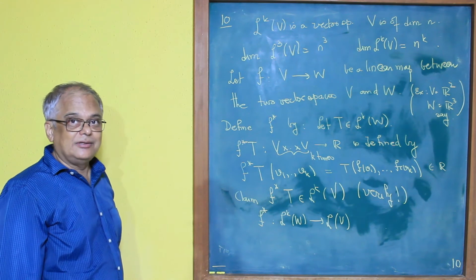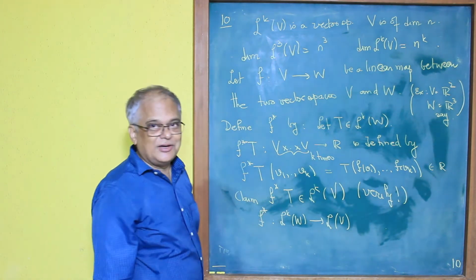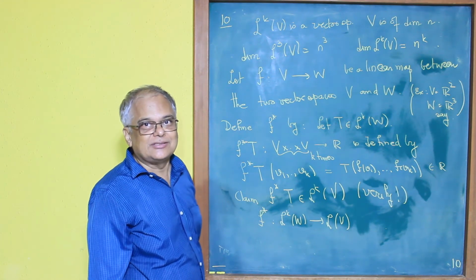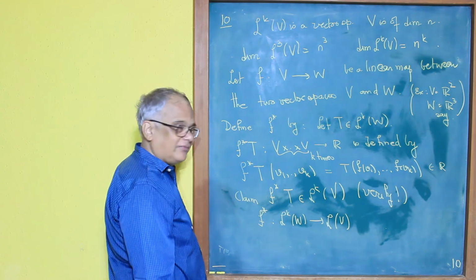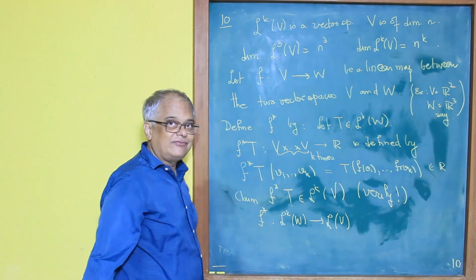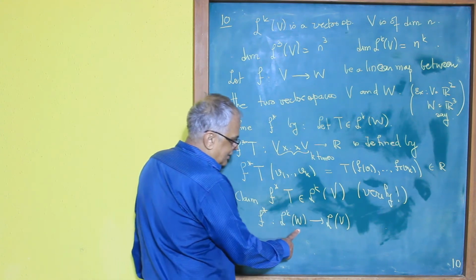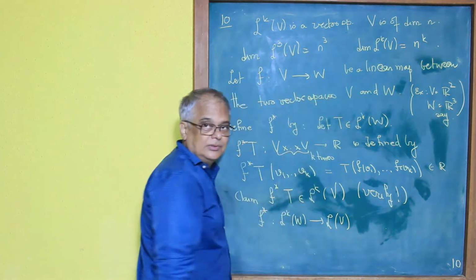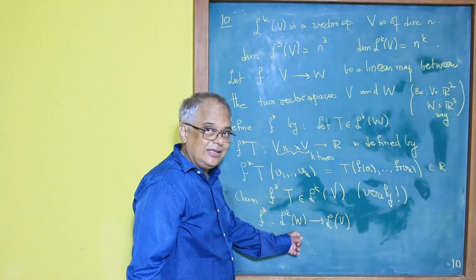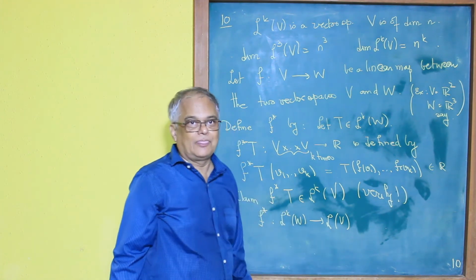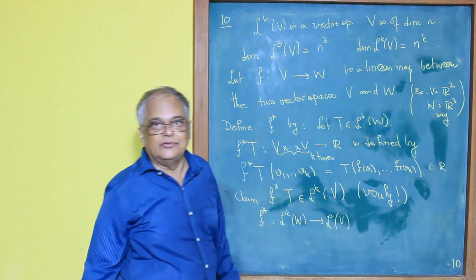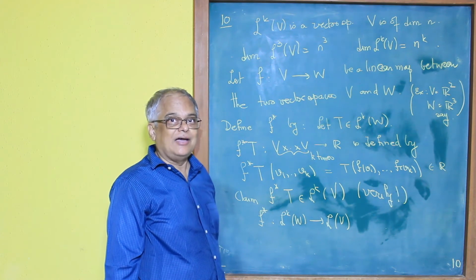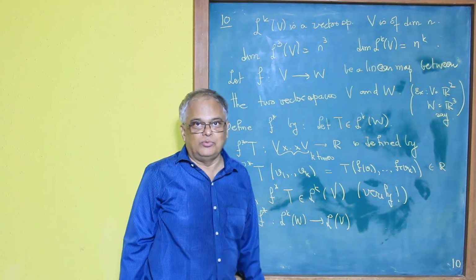F upper star, why am I saying it's an f upper star? The only reason is that sometime later on we'll come across an f lower star, and we have to define what that f lower star is. So I'm going to call this an f upper star. It's going to be a map from L^k(W) to L^k(V). Remember, f is from V to W, and f upper star is from L^k(W) to L^k(V). How is it defined? It is defined in this manner. So this is a new idea that you're coming across, so you must have an example to understand what this means.